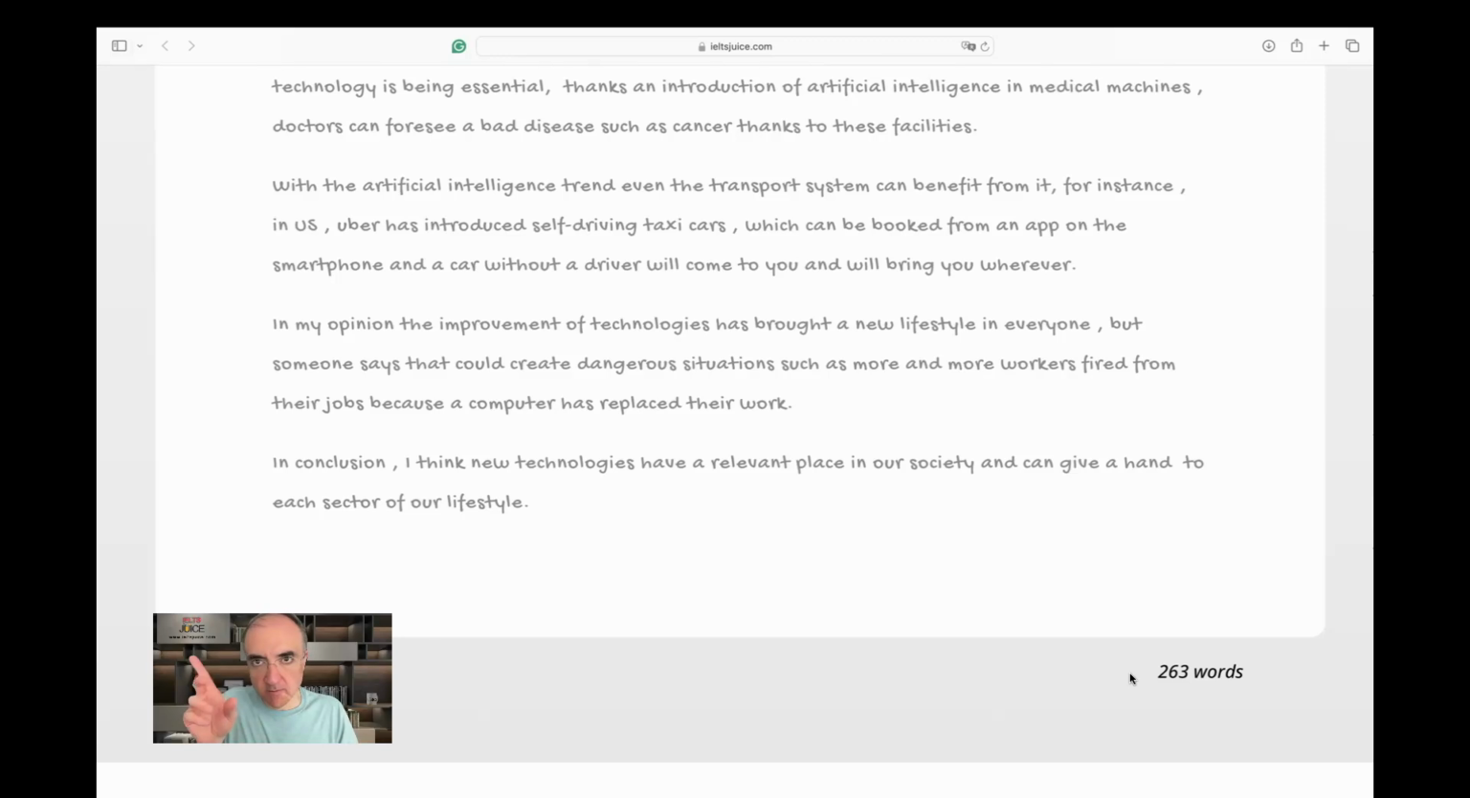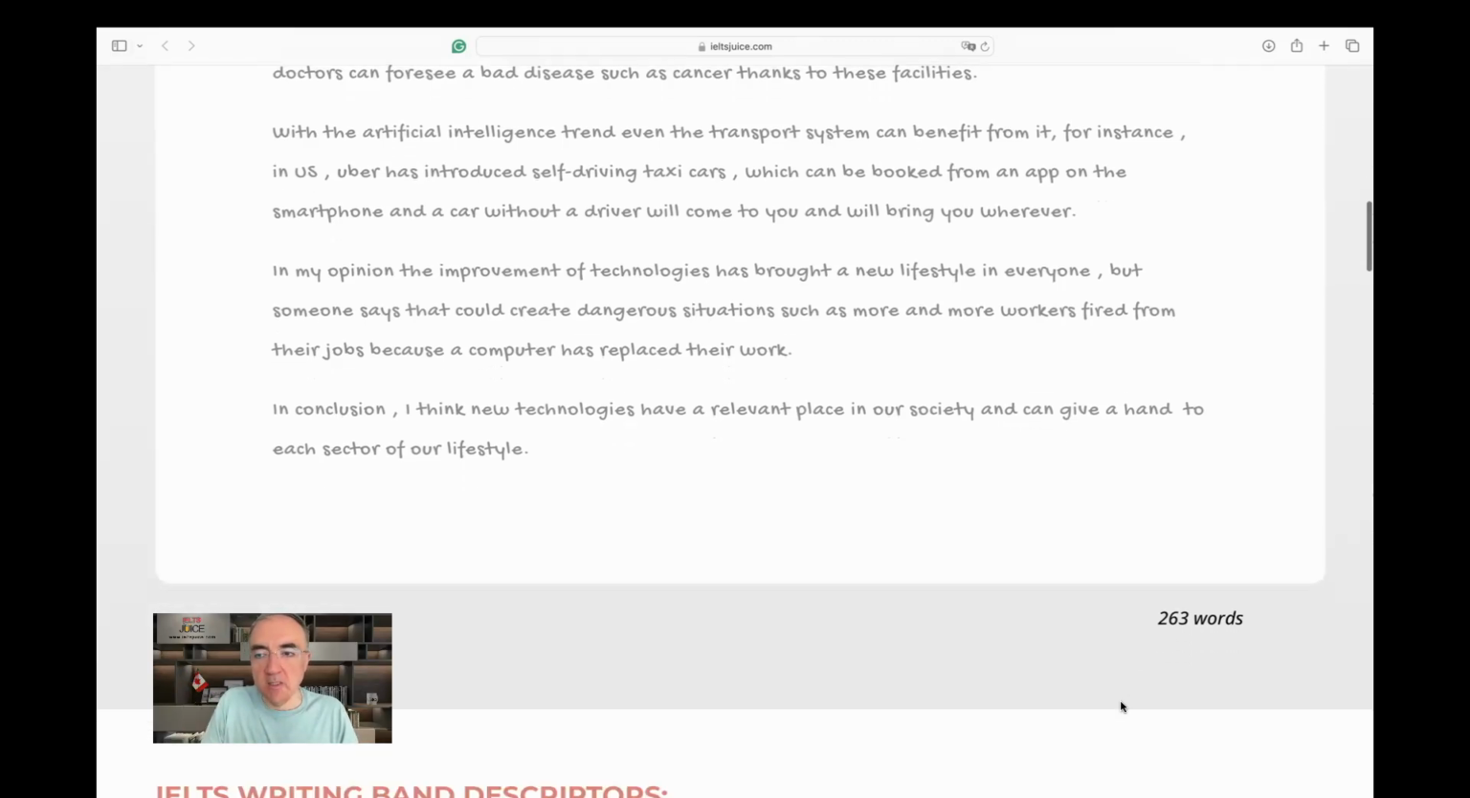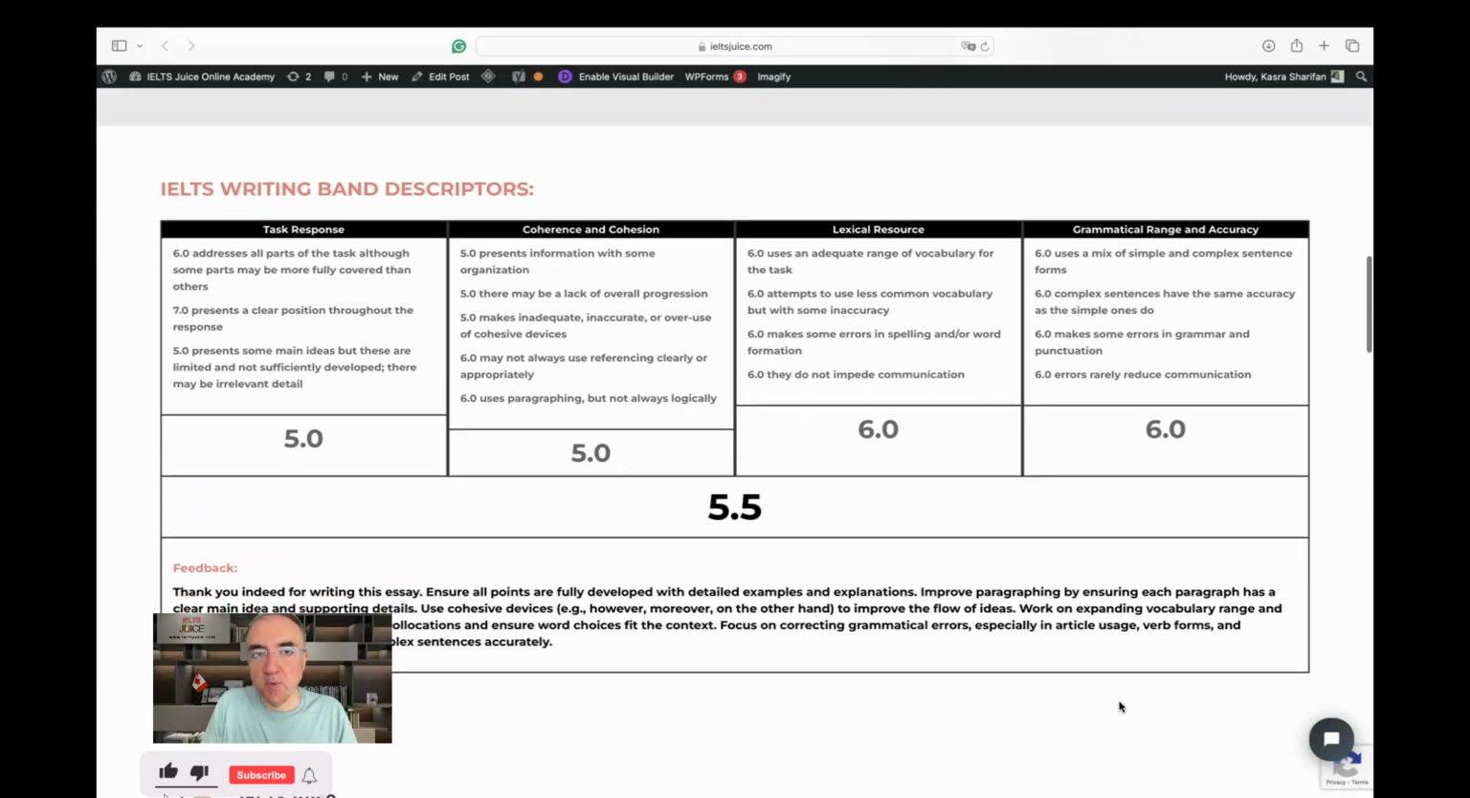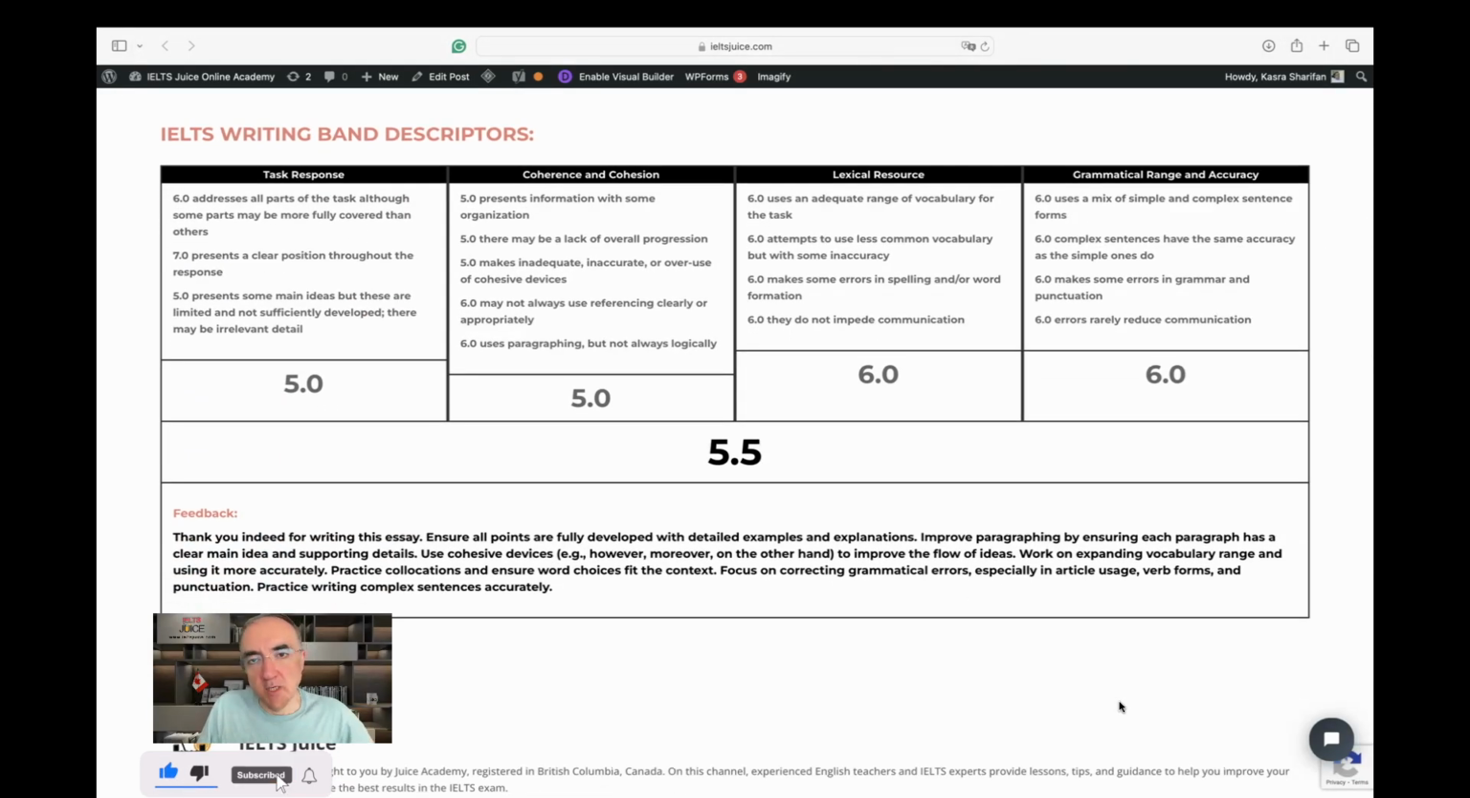263 words without the 5 words in the beginning, so 258 words. Let's look at the band descriptors. Let me tell you first that I respect the range. It's adequate.